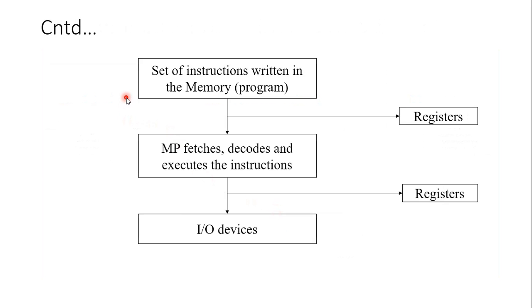Here is a flowchart for a microprocessor based system. The set of instructions written in the memory is called a program. That program is fed to the microprocessor. The microprocessor fetches the data, decodes it to machine level language, and executes the instruction. After completion of the execution, the output data in the form of binary data is sent to the I/O devices. In between the process of memory to I/O devices, the registers are used for temporary storage. The whole process is completed through the bus system of the microprocessor.